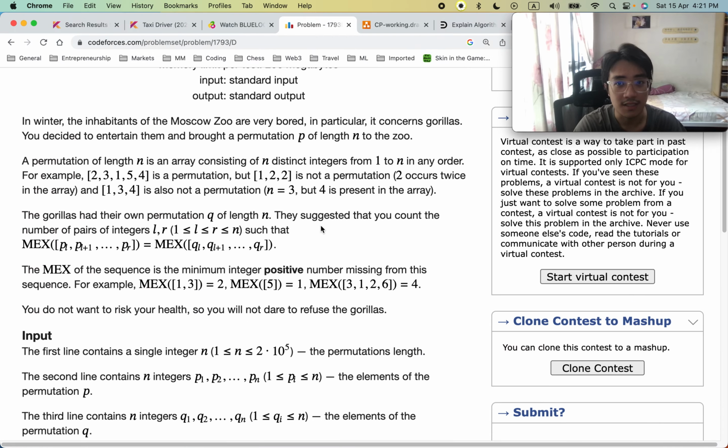What they want is basically, given two arrays P and Q, you're gonna find the number of L and R pairs, corresponding to indexes pointing to P and Q array positions, that would basically have the same MEX value. MEX is basically the smallest positive integer that is missing.